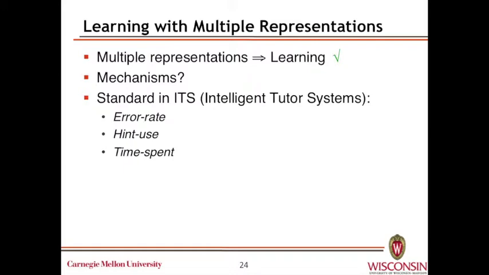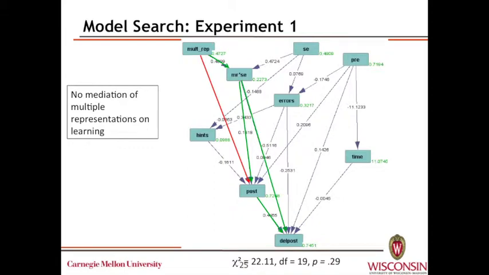So we went ahead and measured those things in these experiments, and we tried to build a model in which multiple representations as the experimental condition, self-explanation, and their interaction would be screened off from the post-test and the delayed post-test by hints, errors, and time. It turned out that it was a beautifully fitting model, but no mediation whatsoever.